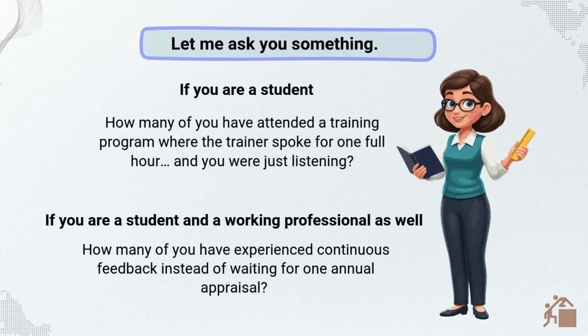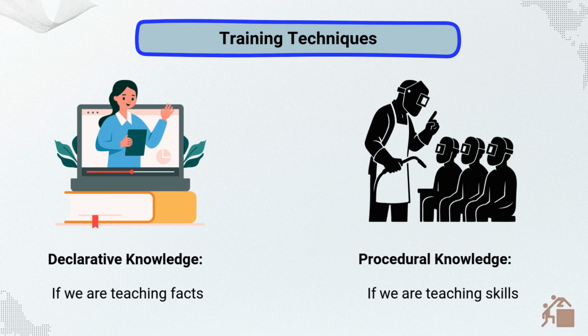are discussing today. Before selecting any training method, HR must ask one important question. Are we teaching what to know or are we teaching how to do it? If we are teaching facts, it is called declarative knowledge. And if we are teaching skills, it is called procedural knowledge. Because the method must align with the objective. If you mismatch the method and the objective, the training fails, even if it looks impressive.